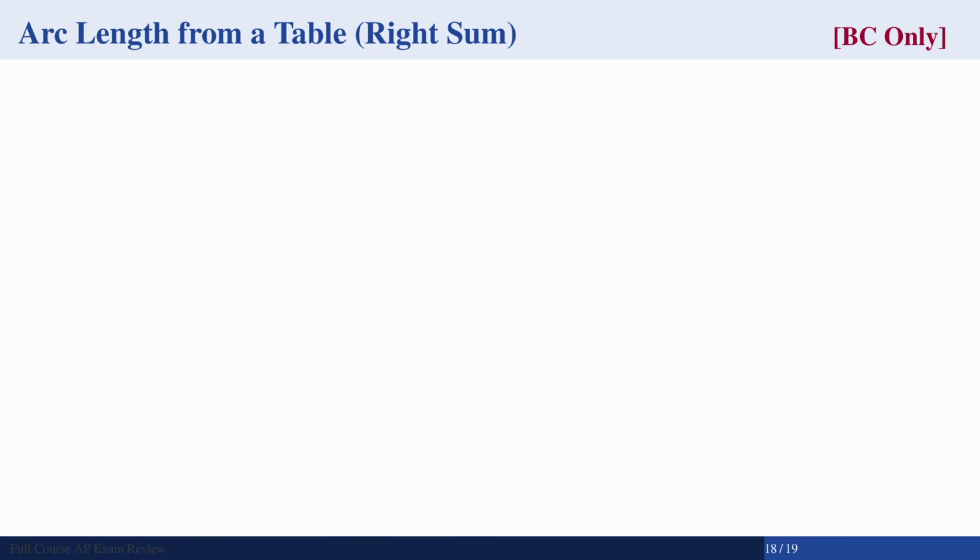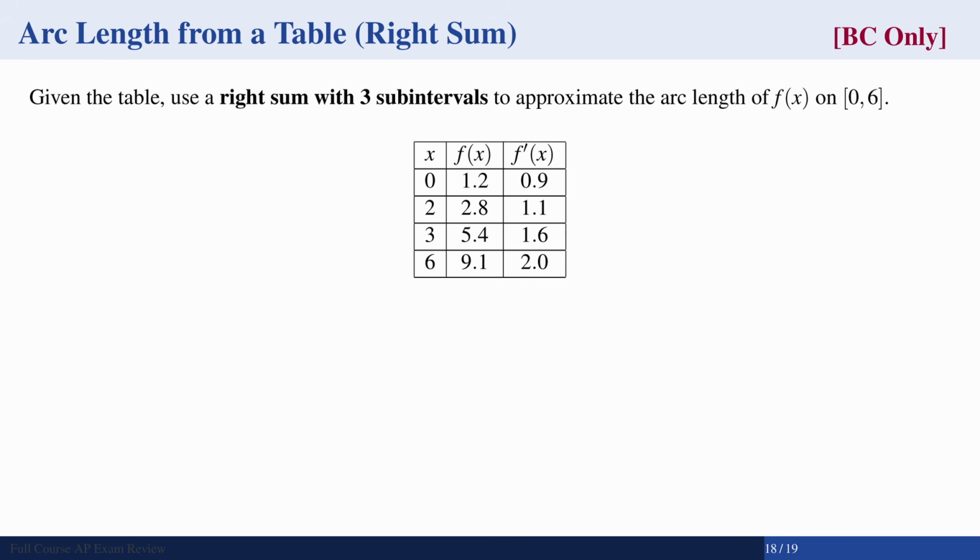All right, let's look at another kind of classic arc length problem. So we're given a table of values. We want to use a right Riemann sum with 3 subintervals to approximate the arc length of f of x on 0 to 6. So our subintervals are definitely going to be from 0 to 2, from 2 to 3, and from 3 to 6. And since we're doing a right Riemann sum, we're going to be interested in values at 2, and then at 3, and then at 6, the right endpoints.